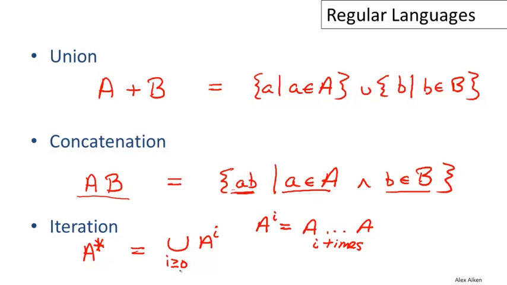And note that because I can be equal to 0, one of the possibilities here is A to the 0, so A concatenated with itself 0 times. And what is that? Well, that's the language epsilon. So that's the language containing the empty string. So the empty string is always an element of A star.